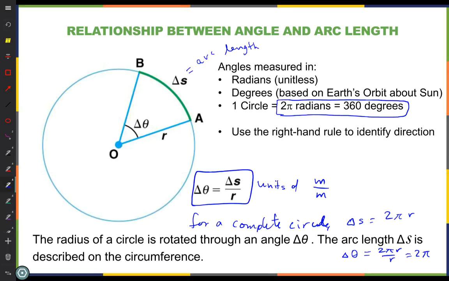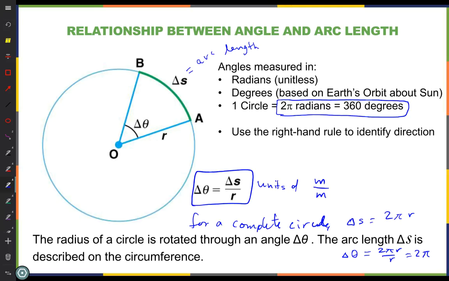Direction. Many of you have taken organic chemistry already. And in organic chemistry, when you talk about chirality, you worry about things like, is it S or R and things like that, right? Those are applications of the right-hand rule. The right-hand rule is a rule to determine a specific direction for rotation.